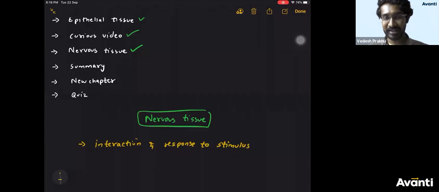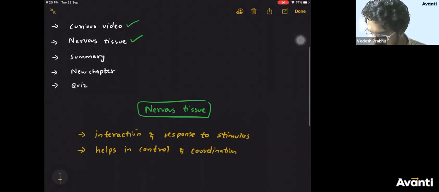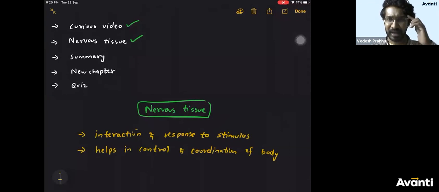All these reflex reactions are because of our nerves and the coordination present among them. The entire nervous system, which comprises our nervous tissue, helps in response and in the entire control and coordination of our body. So I'm going to write the next point: helps in control and coordination of body.